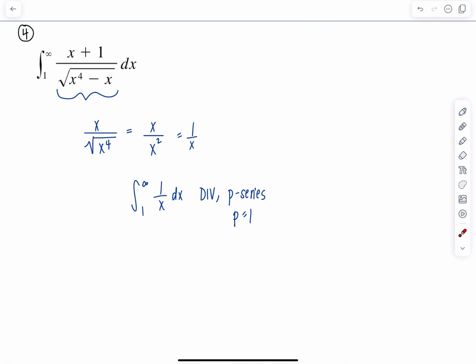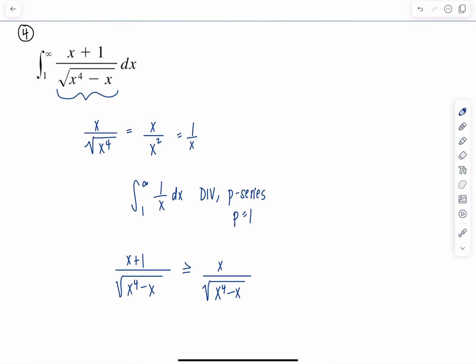So hold on now, let's think. Here's an integral that I know is divergent. I need to show that my function is larger than this function in order to say that our integral is divergent also. Can I show that this is larger than 1 over x? Let's try. So we have (x plus 1) over the square root of x to the fourth minus x. Well, if I get rid of the plus 1 in the numerator, don't you agree this is greater than or equal to x over the square root of x to the fourth minus x?